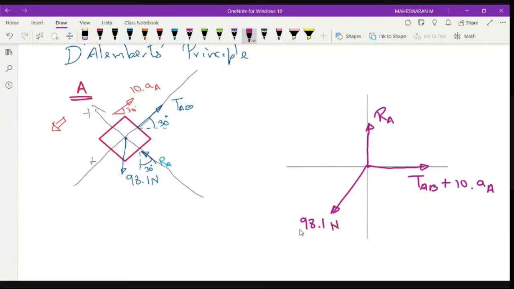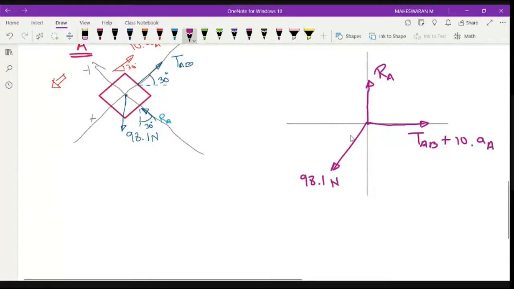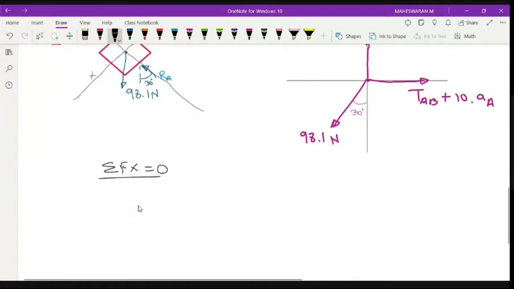So my question is whether this is 30 degree or this is 30 degree. So the angle 30 degree is here, right? So I got it. Okay. So now I can say that sigma Fx is equal to 0, right? If I say sigma Fx is 0, so TAB plus 10 AA minus 98.1 sine 30, bringing to x-axis where angle is increasing.